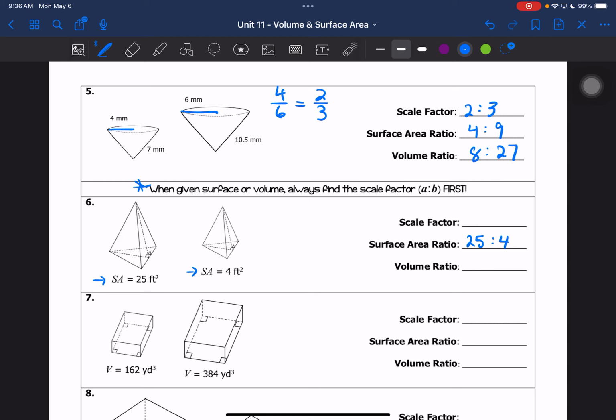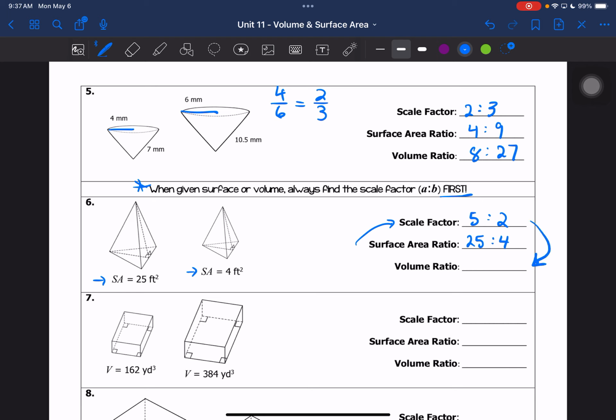We could go to finding the volume ratio, but what this is saying is that we first need to work backwards to find the scale factor. And the way that you would do that is think about, well, if the surface area ratio is just a squared to b squared, then the scale factor is just going to be the square root of both of these. So if you square root 25, you get 5. And then if you square root 4, you get 2. So the scale factor is 5:2.